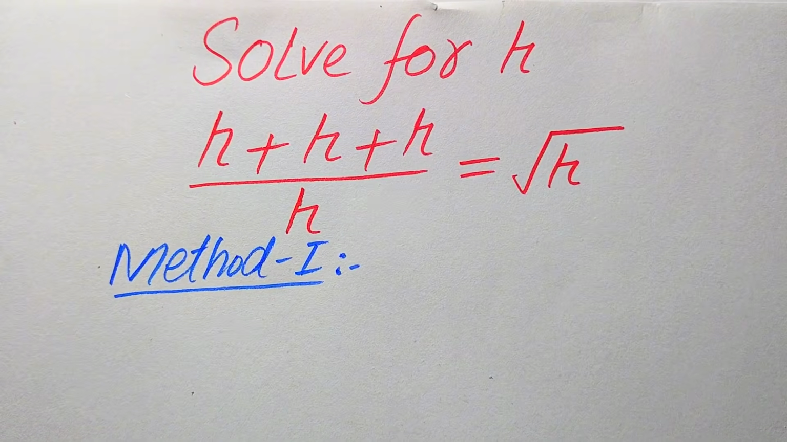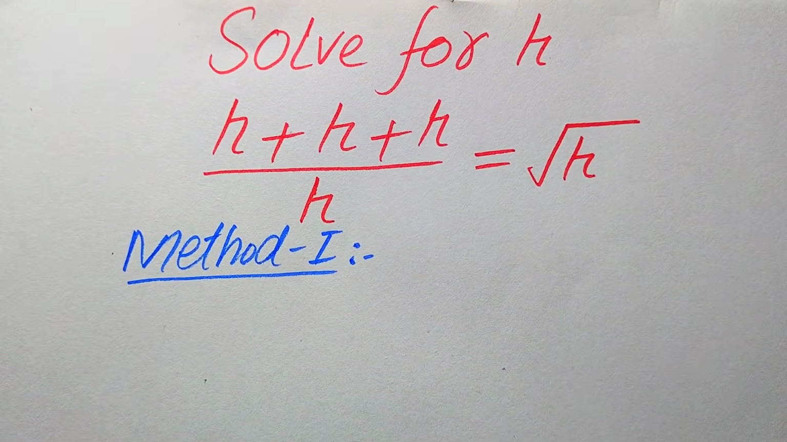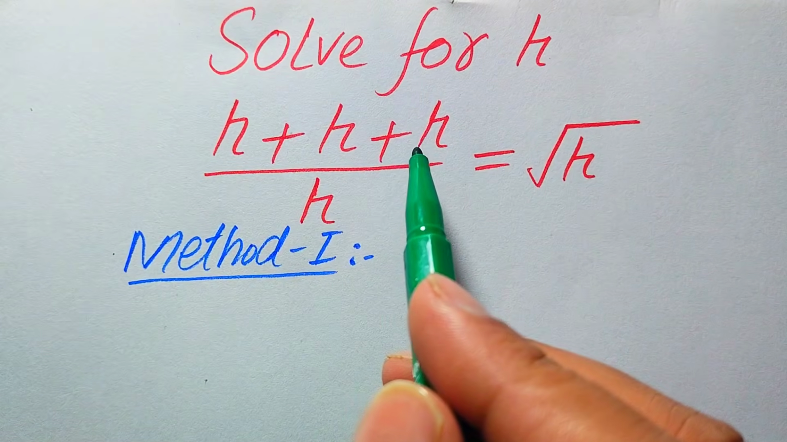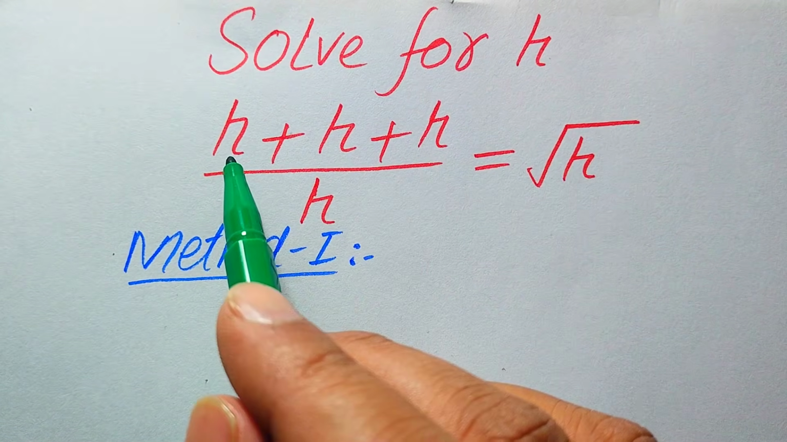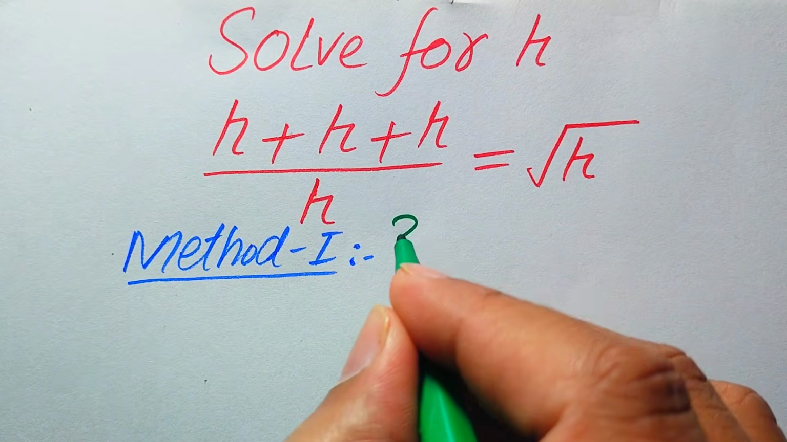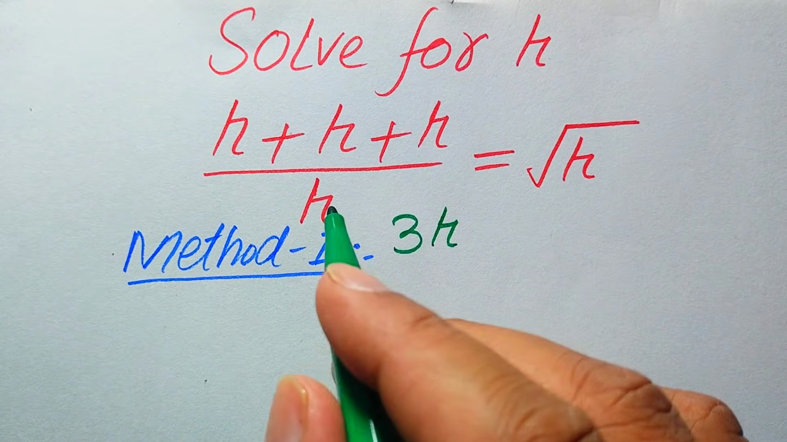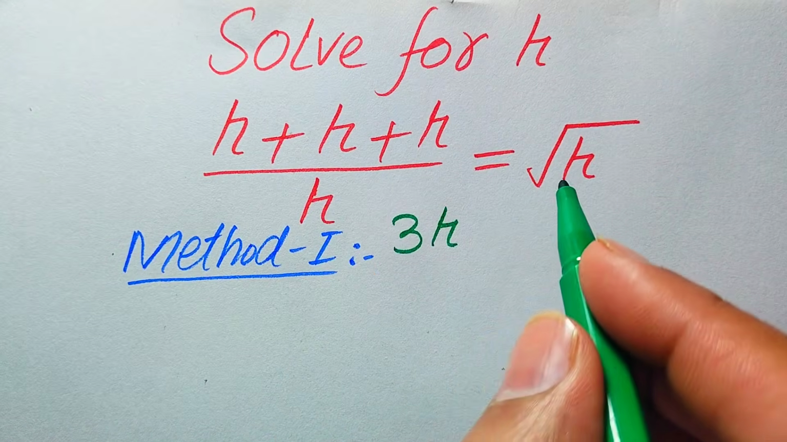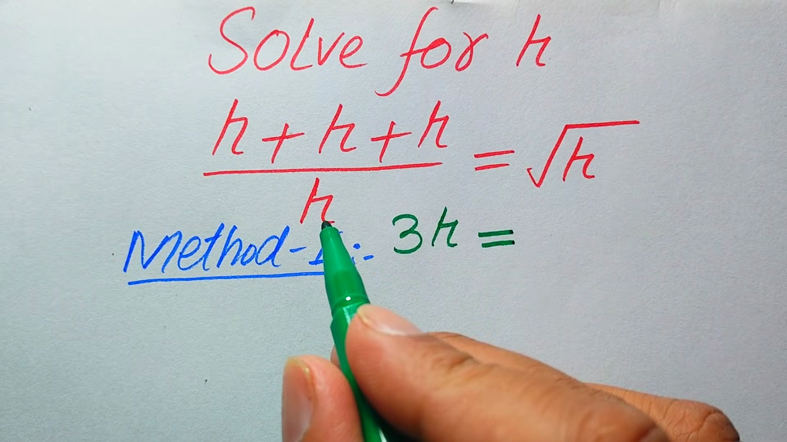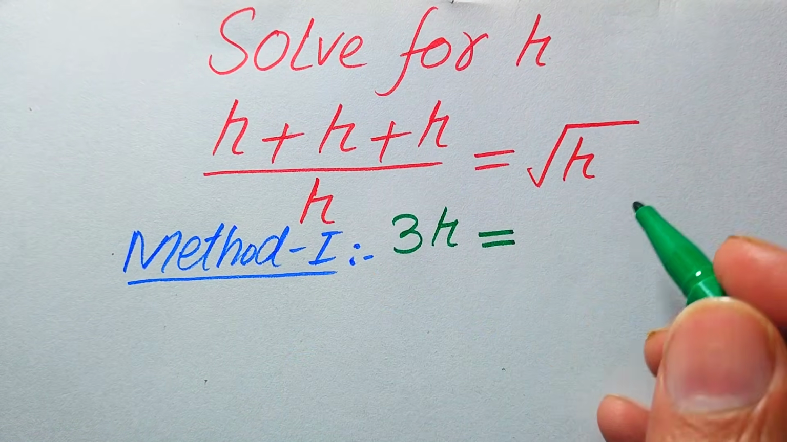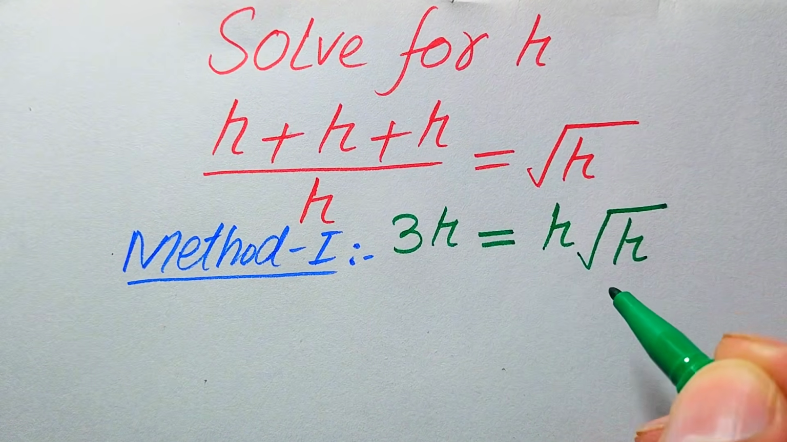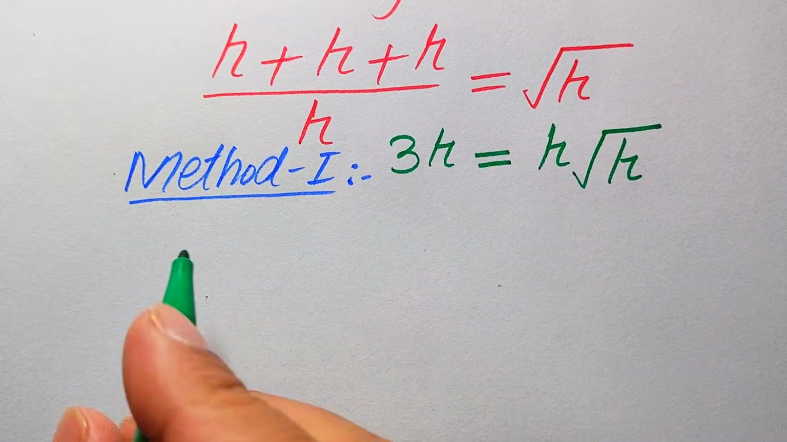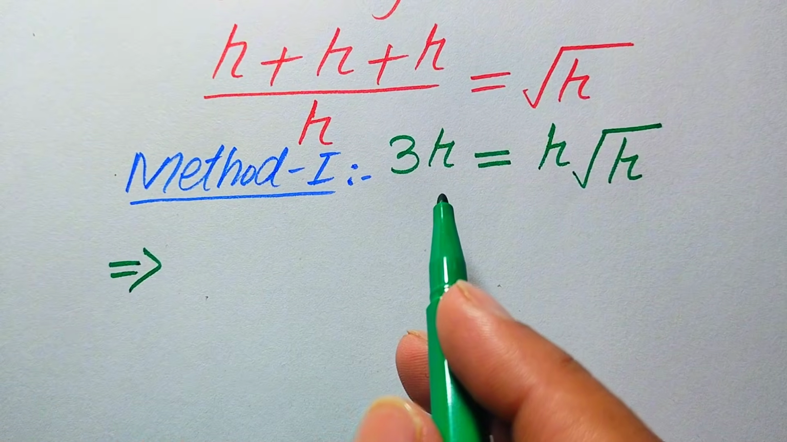And now we move towards the solution of this problem with the first method. In the first method, you see here these are three like terms added to each other. So we write h plus h plus h as 3 times h, and here we move this h from the left hand side to the right hand side. You see here this h is divided on the left hand side. When we move it to the right hand side, it is multiplied by the square root of h, and we write it in this form. Further, in the next step, our target is to find the values of h.